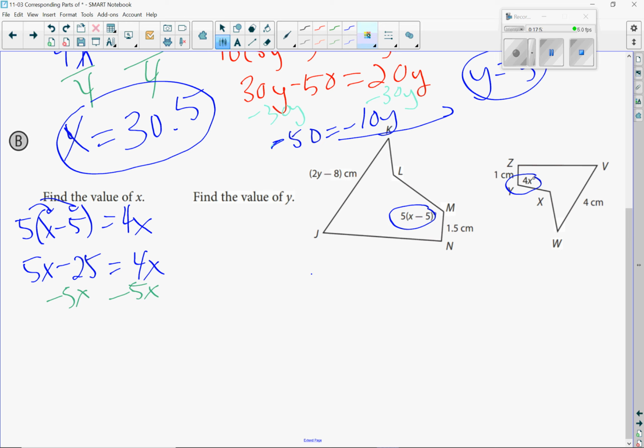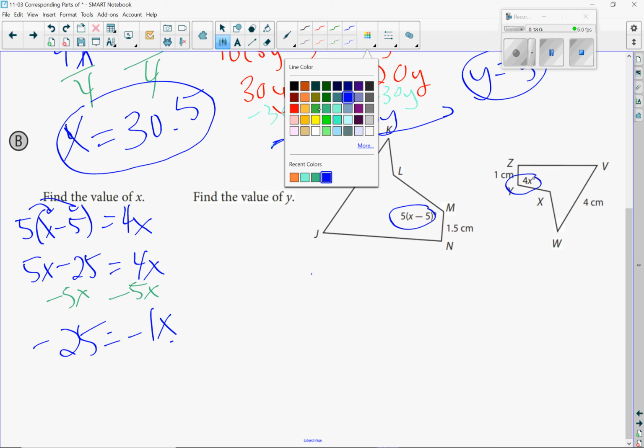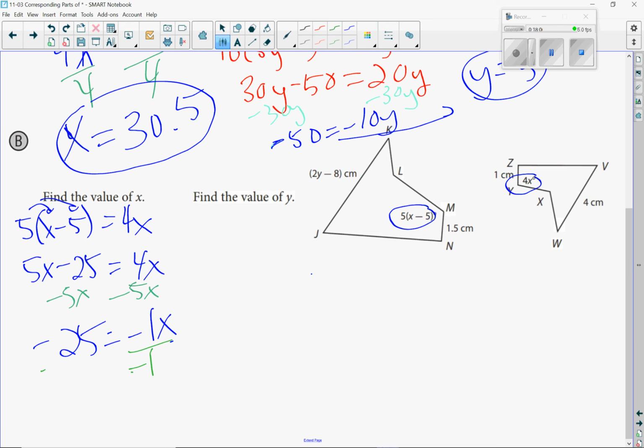That'll give me negative 25 equals negative 1x, or just negative x. Or I can just leave it that way and say I'm going to divide both sides by negative 1. So I get x equals 25.